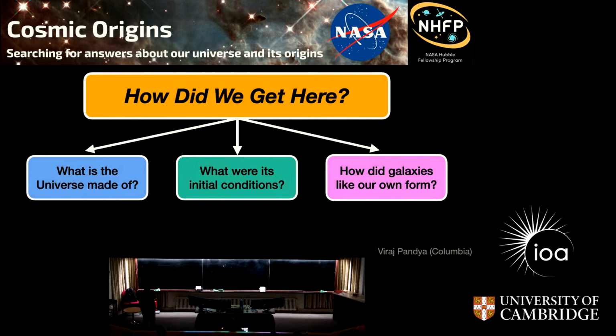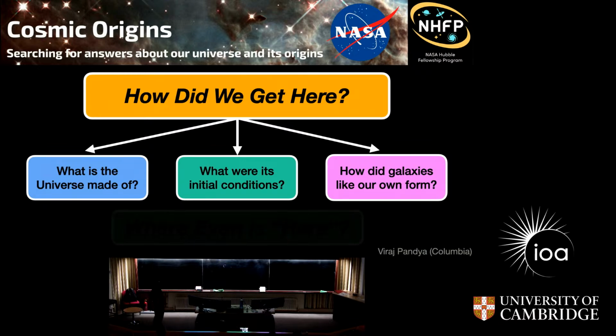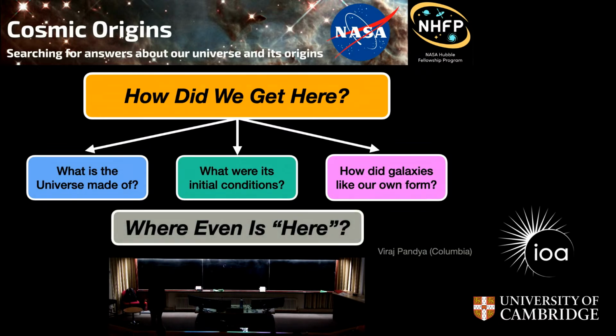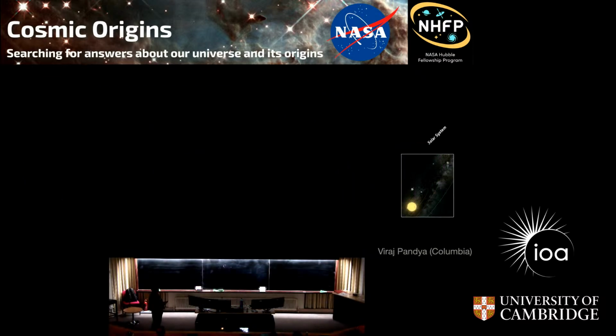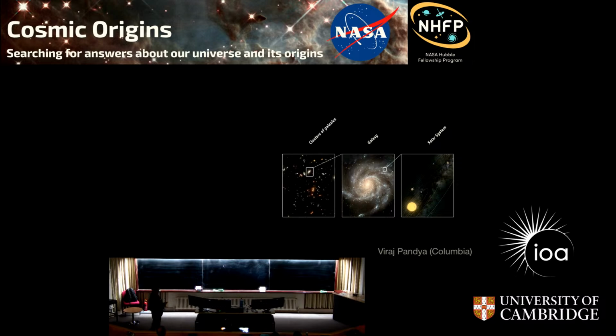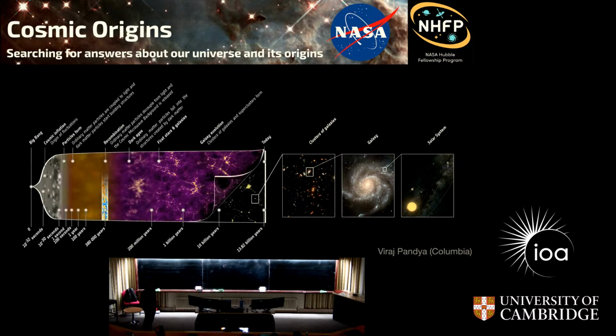So before we get going on this, some of you might be wondering, well, what even is here? So of course, we're on the planet Earth, and we're orbiting around the sun. The sun is one of hundreds of billions of stars orbiting around the center of the Milky Way galaxy. And the Milky Way itself is one of billions of galaxies that we've mapped out in the universe. And we live in a universe that is almost 14 billion years old.